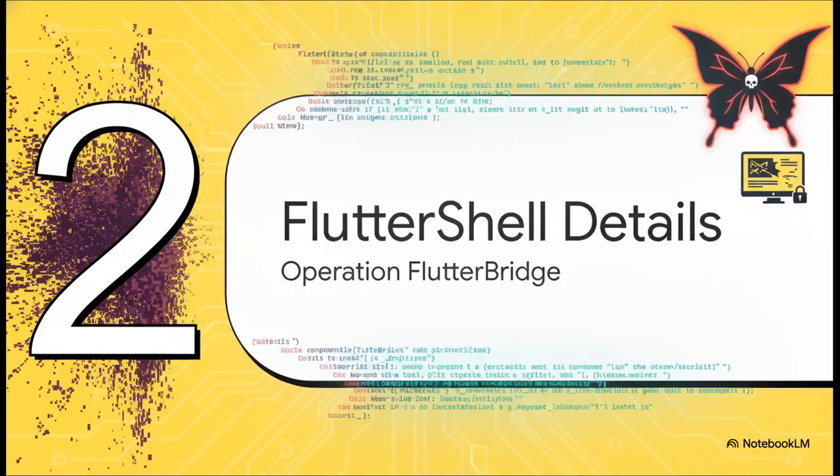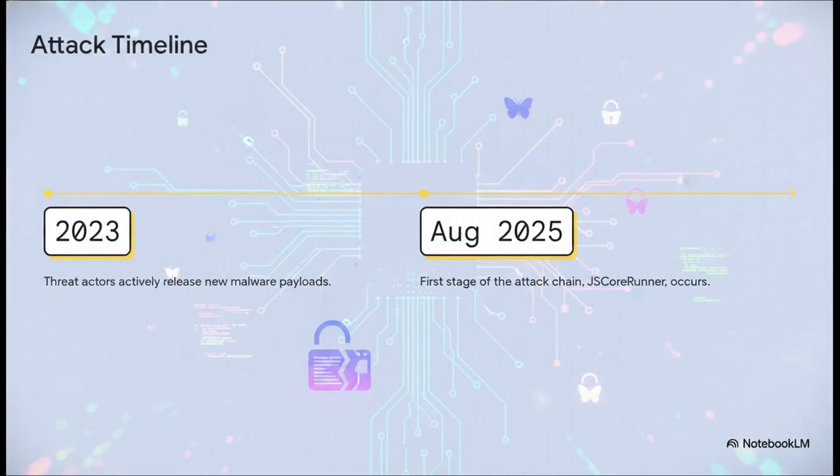Moving on to Section 2, deconstructing FlutterShell and what's known as Operation Flutterbridge. Now, what's genuinely concerning here is the sheer persistence of these threat actors. Cybersecurity specialists are tracking this specific group under the name CL-CRI-1089. And according to data from Palo Alto Networks' Unit 42, these guys aren't just flash-in-the-pan amateurs. They've been actively releasing and evolving new payloads since 2023. They've basically been refining their craft for years.